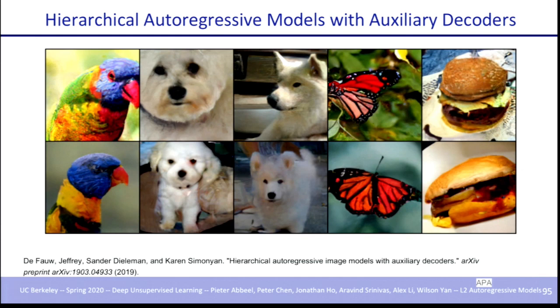What's done here, there is hierarchy built into it, which means that rather than just doing a raster scan generation, you could decide to, for example, first generate a low-resolution version of the image, because we know that it's hard if the dependencies are too long. You have a very high resolution image. How are you going to get all those dependencies to work out? Well, first generate a subsampled version, then condition on the subsampled version to generate higher resolution, higher res, higher res. And you can start generating very high resolution, high fidelity images.